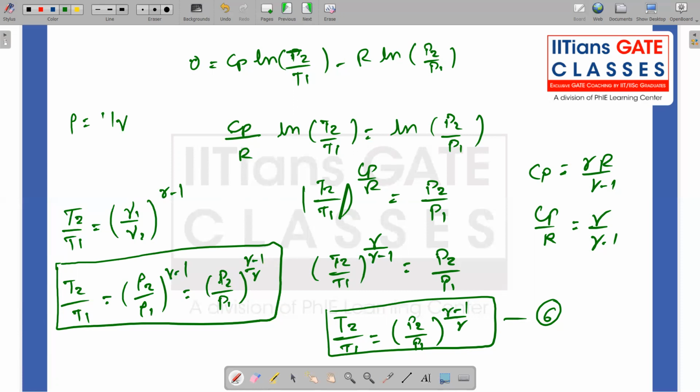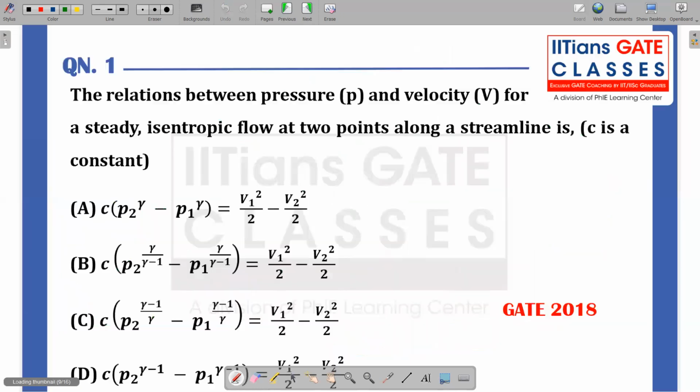So now we will see some of the questions asked in previous year GATEs regarding the isentropic relation. The first question we are going to address is the relation between pressure P and velocity V for a steady isentropic flow at two points along a streamline, with C being a constant. The question is straightforward. They have given four answers, so we have to choose the right one.